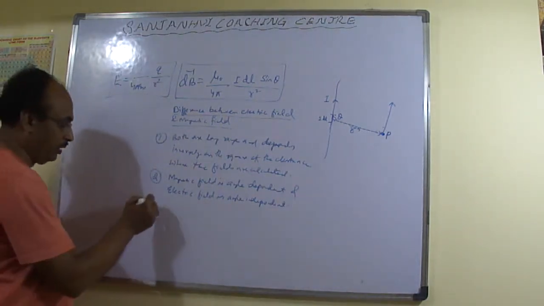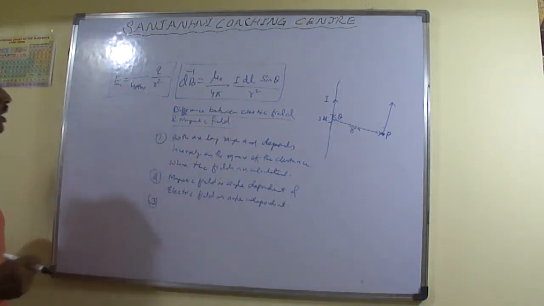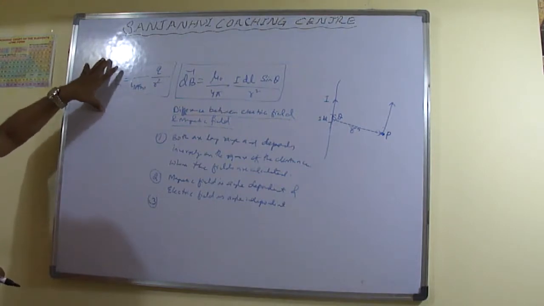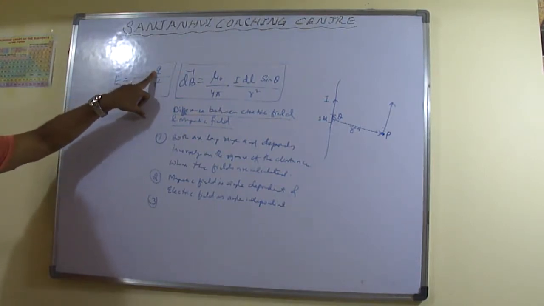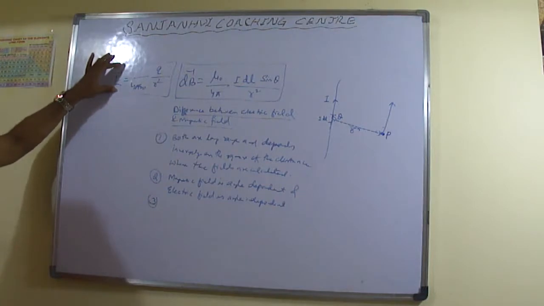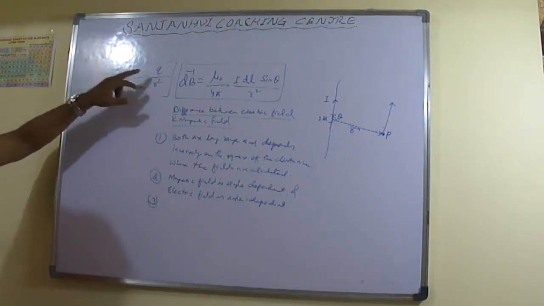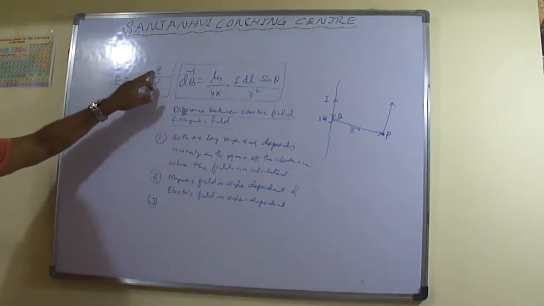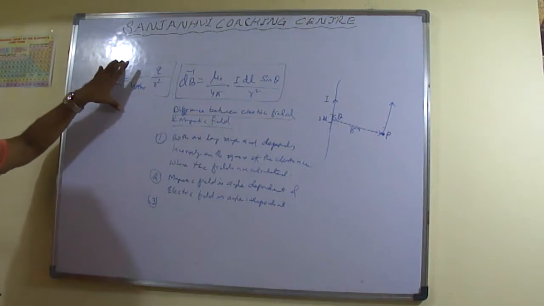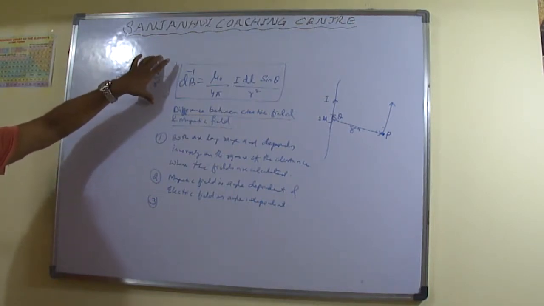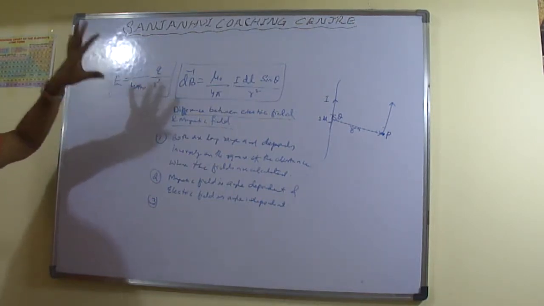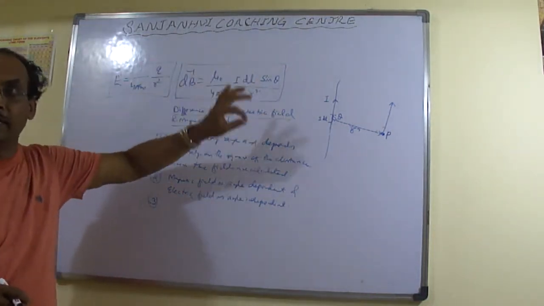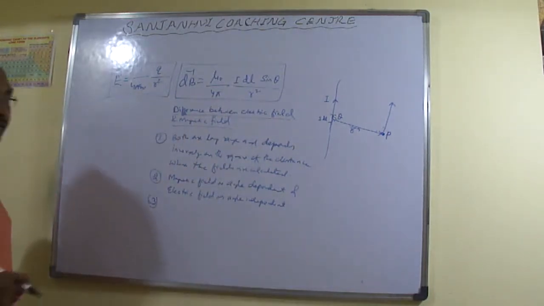Now one major difference: this electric field is created by this Q, the charge. Electric field itself is a vector, having magnitude and direction both, but Q does not have any direction. Magnitude is there, so Q is a scalar quantity. So you can say that electric field is created by a scalar source, whereas magnetic field is created by a vector source.